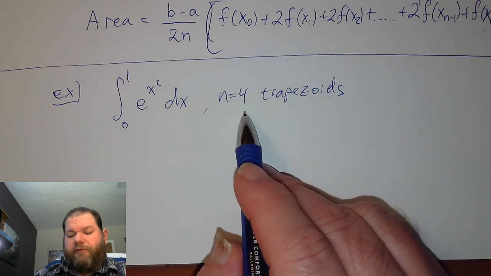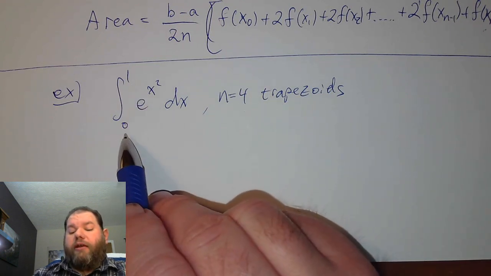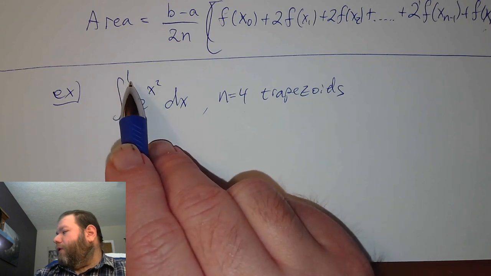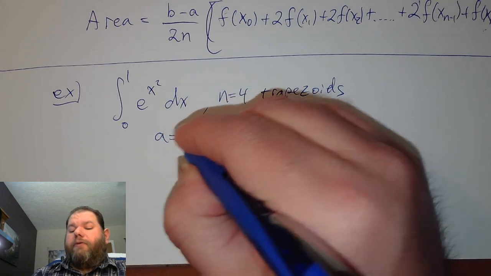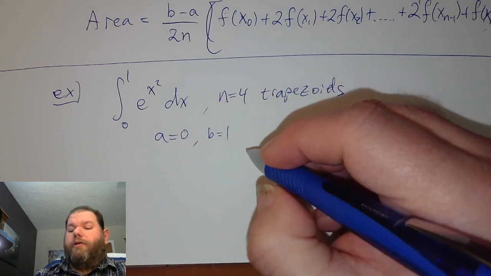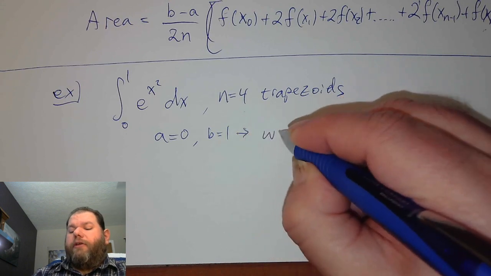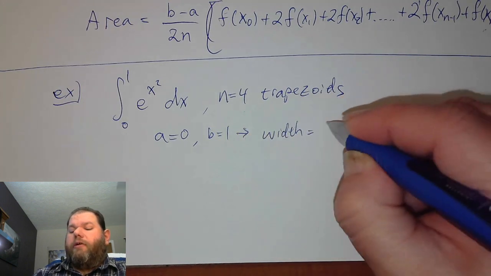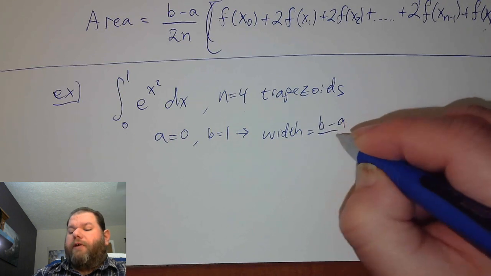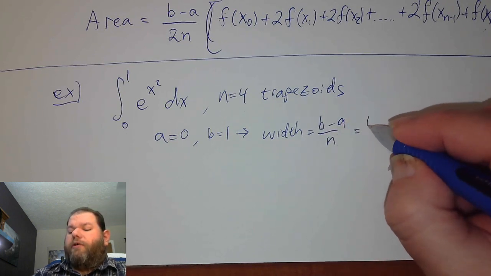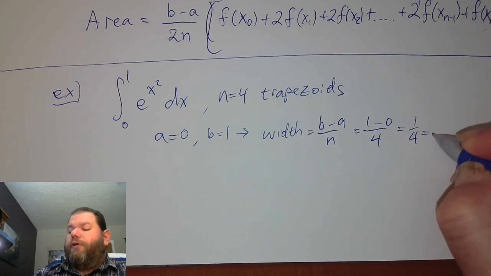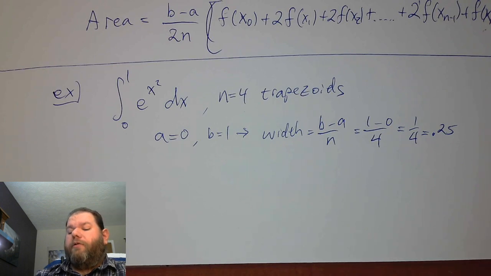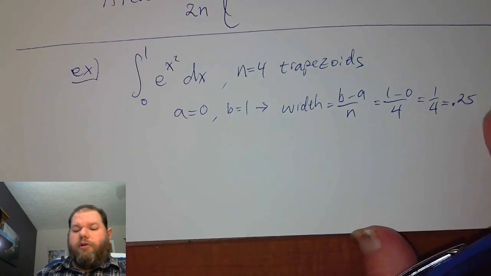so we want to make 4 trapezoids with a equals 0 and b equals 1. So a equals 0, b equals 1. That means our width is b minus a over n, which is 1 minus 0 divided by 4. So it's 1/4 or 0.25. So we're going to have trapezoids. And let me just do a rough sketch of what we're looking at here.